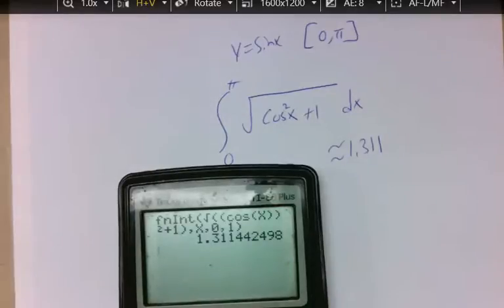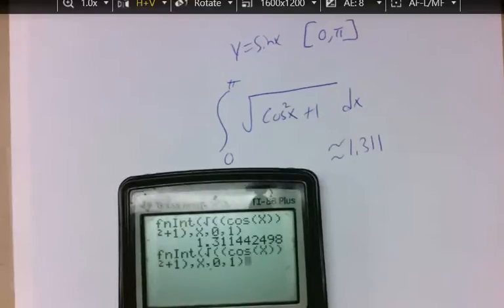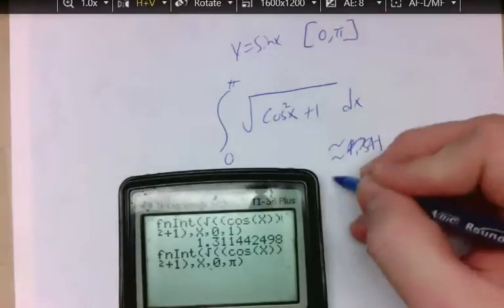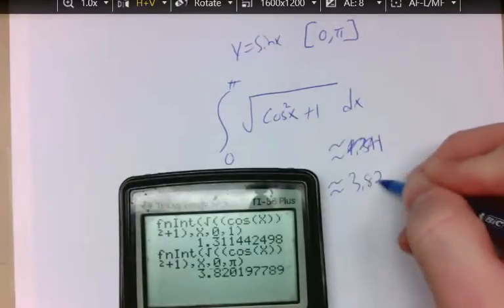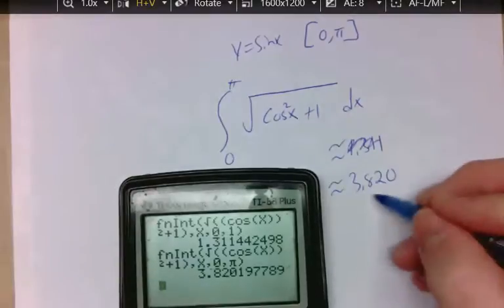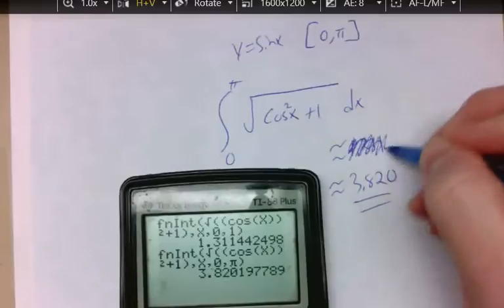And that doesn't look right because for some reason I did 0 to 1, which of course was the last example. And I believe this one said 0 to pi. So let's try doing it the right way and see what we get this time. How about 3.820? Is that what you got? Okay, I heard you. Just making sure you're paying attention.